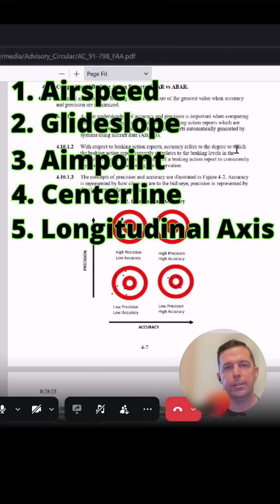And last, for a really good landing, the fifth thing is the longitudinal axis of the airplane has to be aligned with that center line as well. So not only are you on center line, but the longitudinal axis is lined up. If you have all 5 of those things, you're going to have a really good landing.